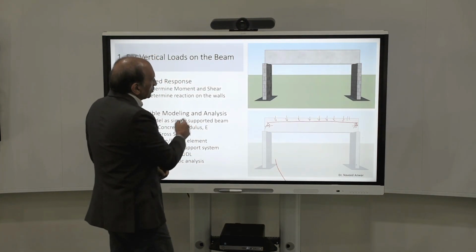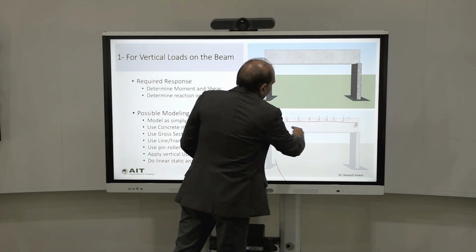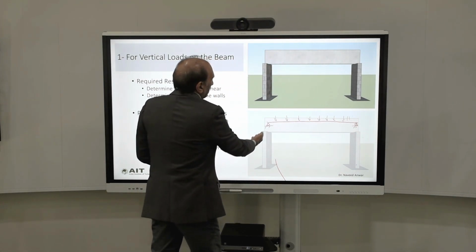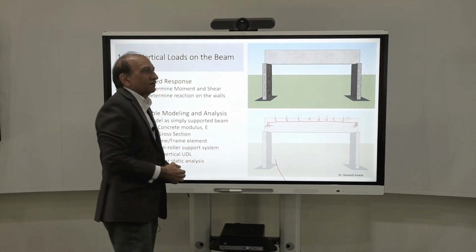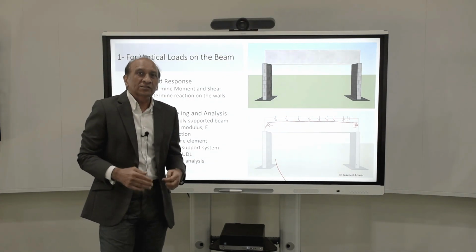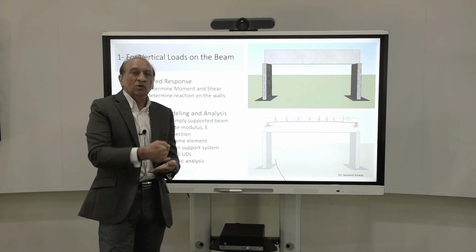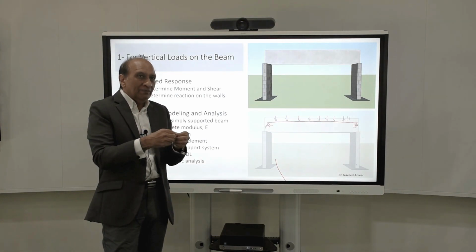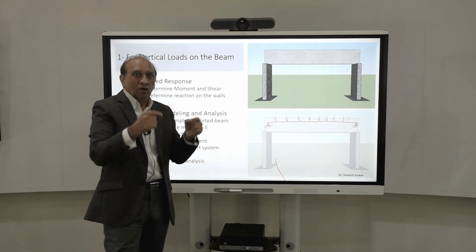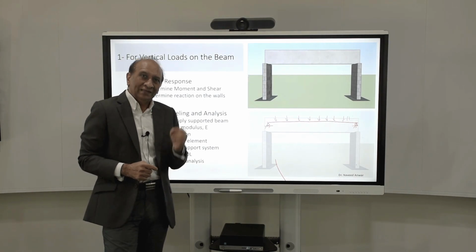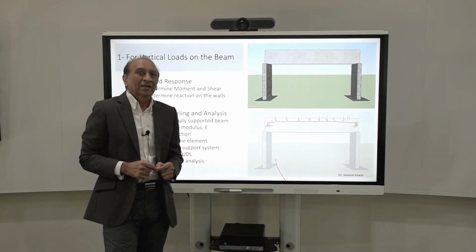But look at the first problem. When you model it, you model the center line of the beam, which is actually far from the real support of the beam. It's not the same location where the beam is in contact with the wall. So you're modeling a beam center line which is away already from the real support, and that will start creating the problem in our modeling.